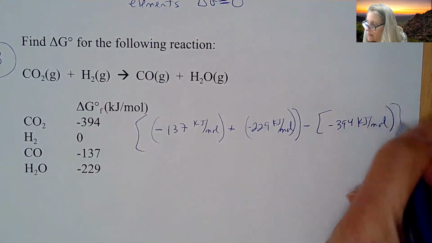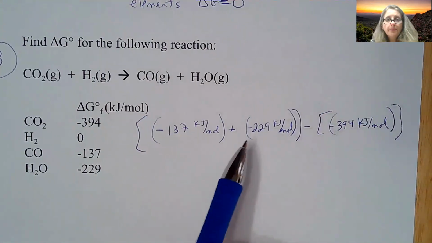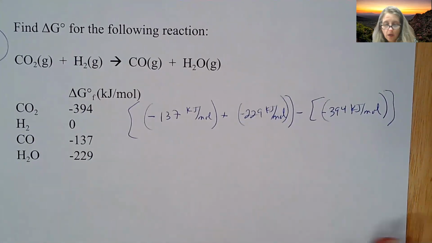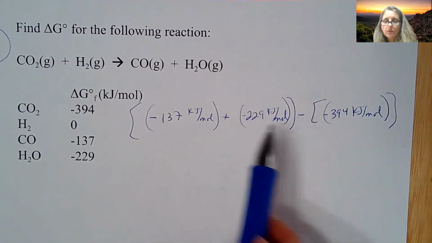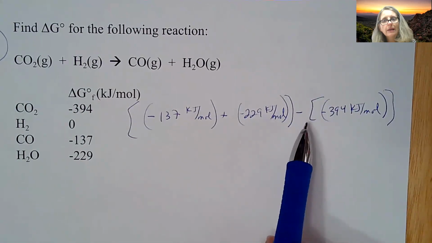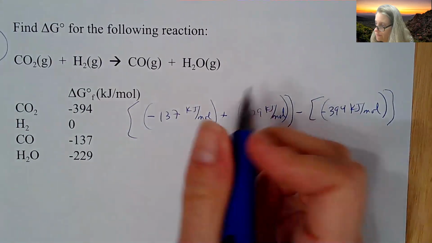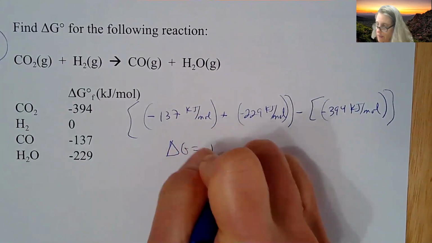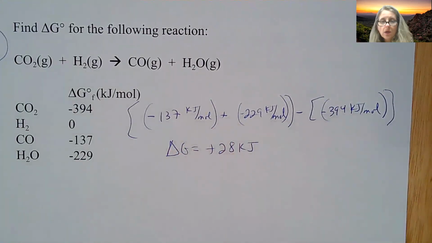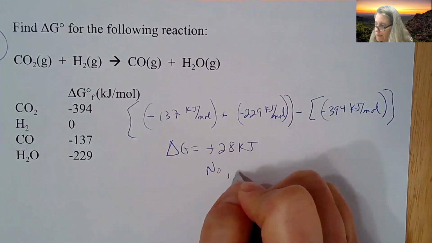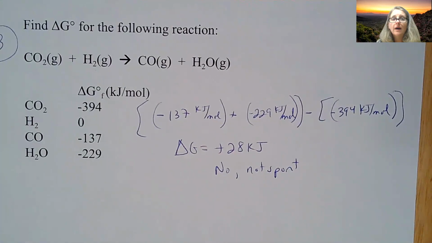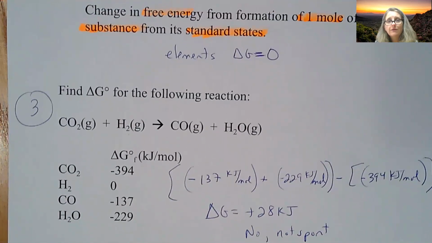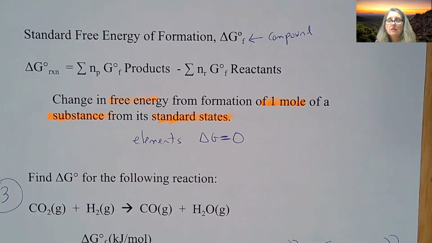So please recognize that these are in kilojoules from the table. So negative 137 and a negative 120, negative 229 minus, and then this becomes positive. So the delta G here comes out to be a positive 28 kilojoules. So no, it is not spontaneous because of the fact that the delta G happens to be a positive value. So those are 3 different ways that you can find delta G. Just depends upon what the data that you are given in the problem.